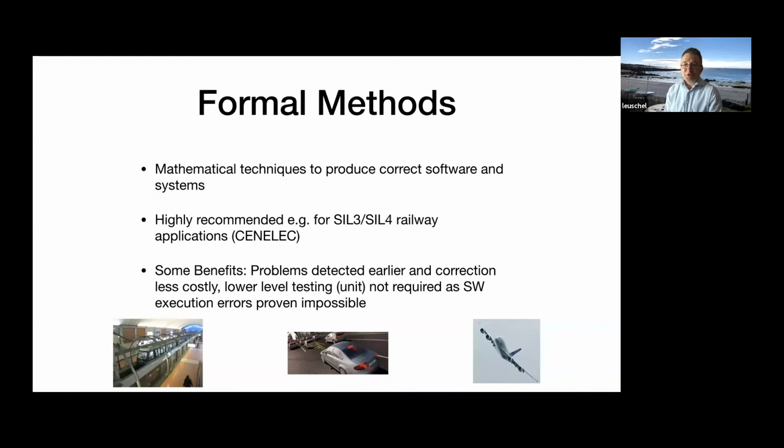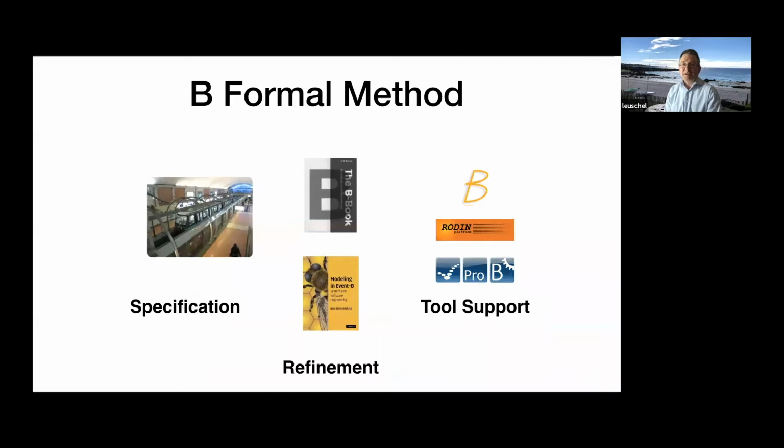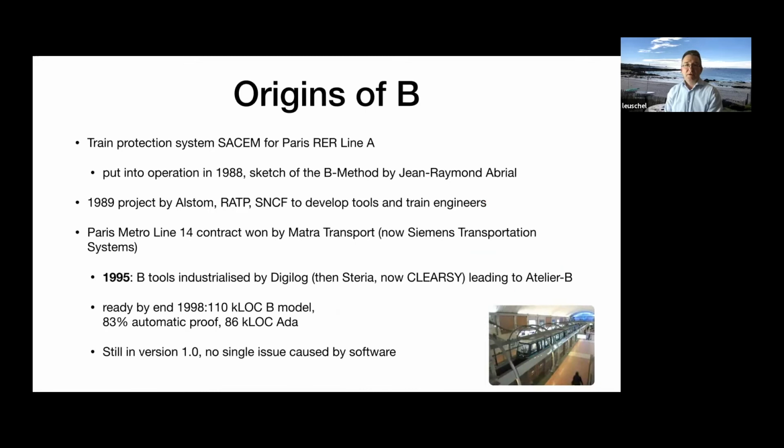One formal method which I'm going to focus on today, although I'm going to mention others as well, is the B formal method. The origins actually date back quite a while. It started in 1988 by Jean-Raymond Abrial with a system for the Paris Line A.